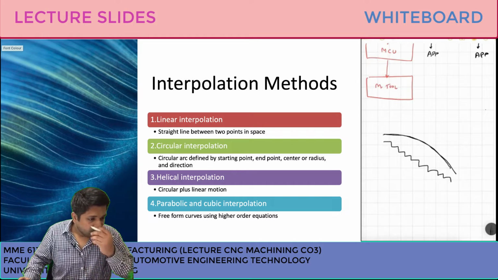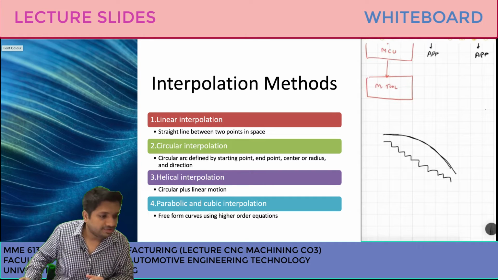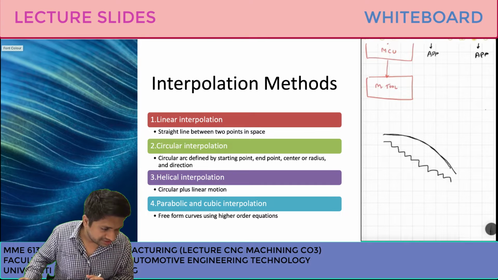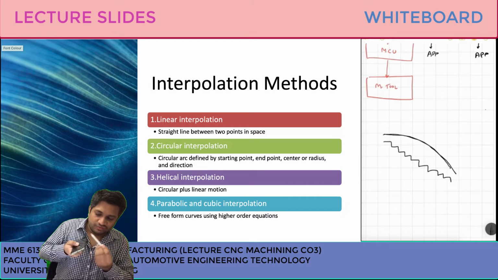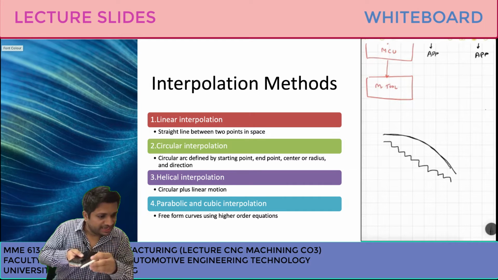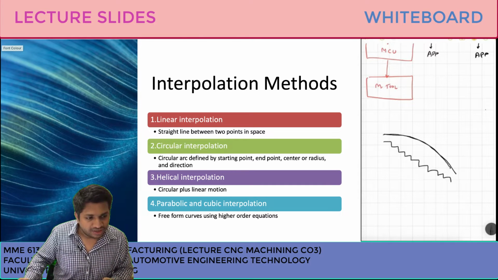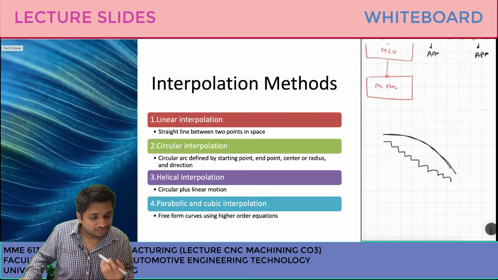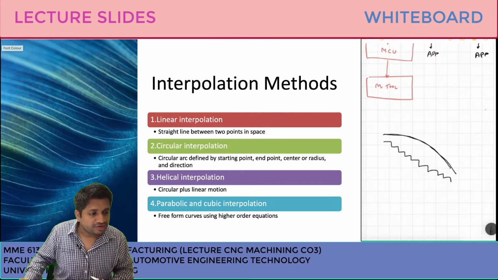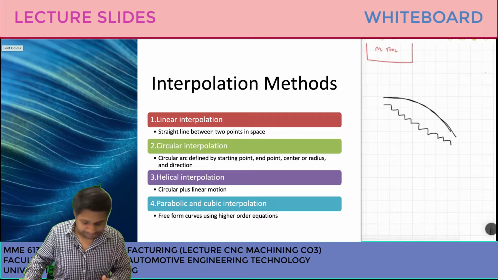However, interpolation has to be carried out in order to generate a curve or to carry out the machining process. The simplest type of interpolation is linear interpolation, where you move from one point to another point in a straight line. However, to machine circular parts, we need three different types: one is circular, one is helical, and one is parabolic or cubic interpolation.